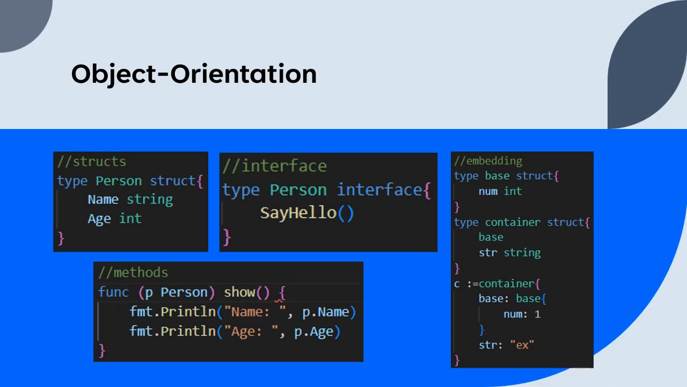Interfaces are essentially a workaround for inheritance. They define what a specific type can do without explicitly stating how to do it. This lets methods be called on different types as long as it follows the rules of the interface. Embedding allows embedding structs within other structs, which makes code more reusable.